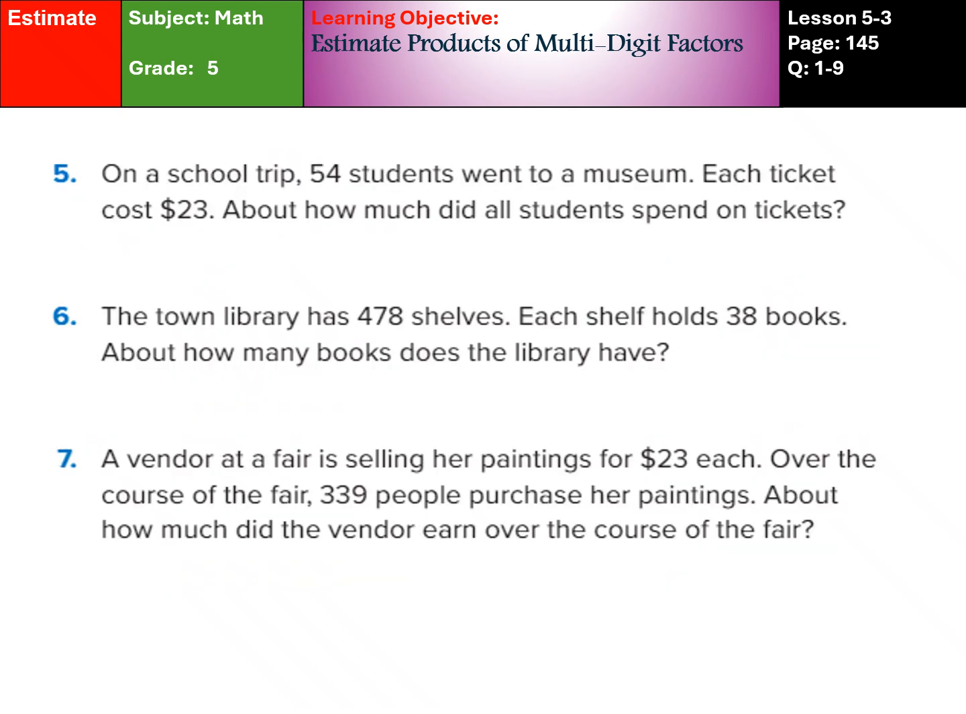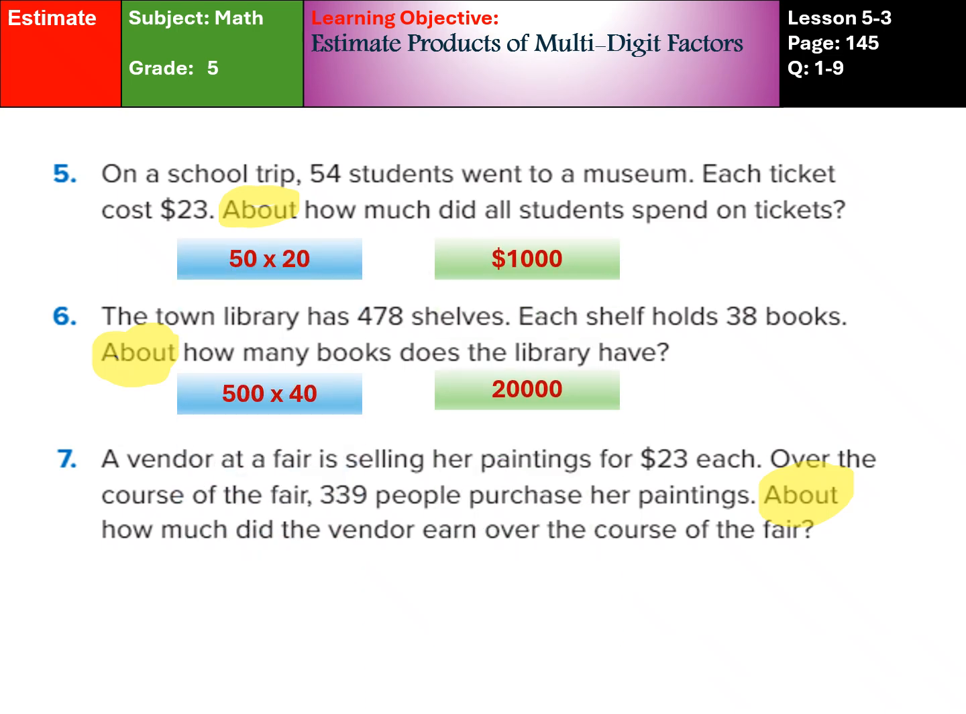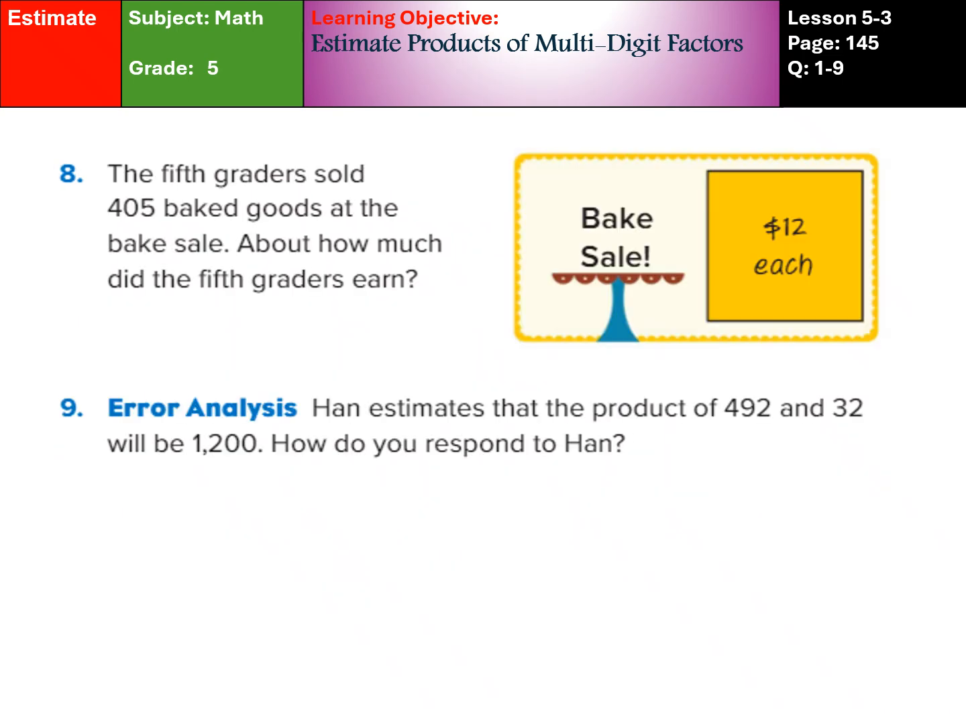This is the same question, how we will figure it out if a word problem is given. So you will read the question carefully. On a school trip, 54 students went to the museum. Each ticket cost about this much. About means estimation. And these are the key words which are telling you that you are not going for the actual answer, you are going for the estimations. Same way you can look for the keywords: about, how much, estimation and estimate.